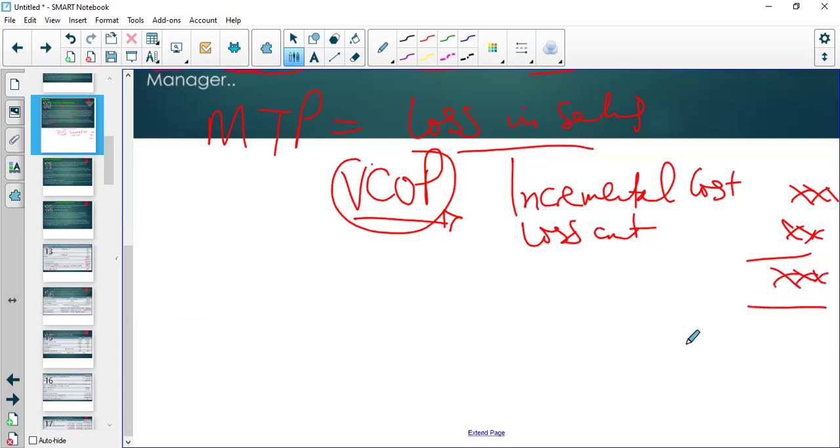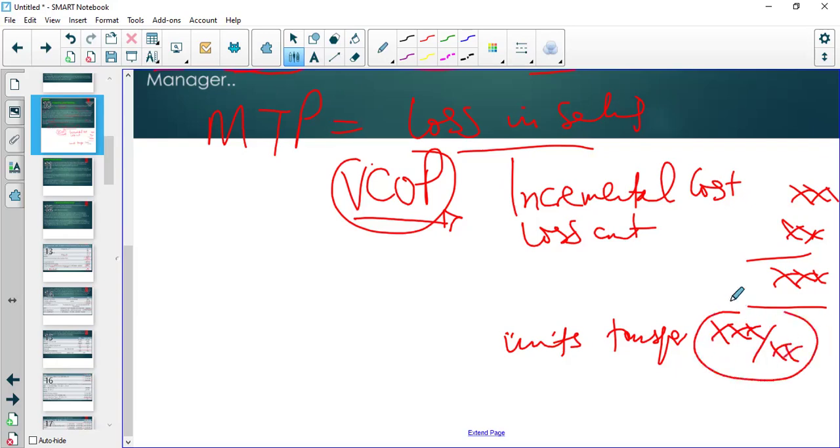And it's going to be covered by the total number of units transferred. All the units transferred should cover that. So if you want the price per unit, then you divide by the total number of units transferred. If we spread it to each of those transferred units, that's the minimum price. It must cover the incremental cost of production.